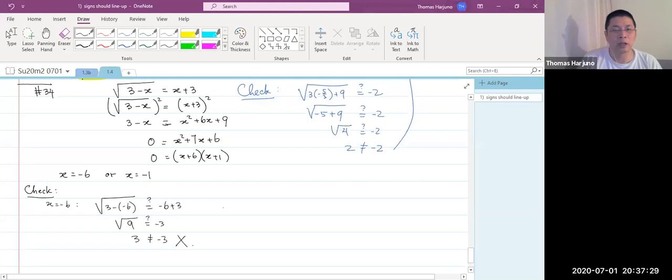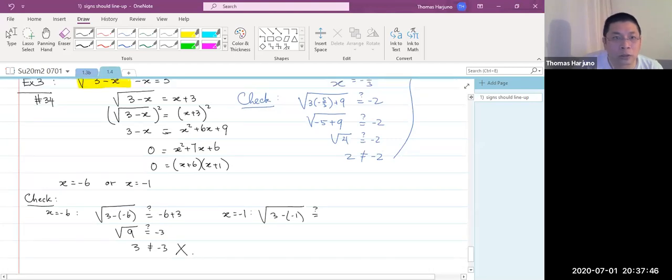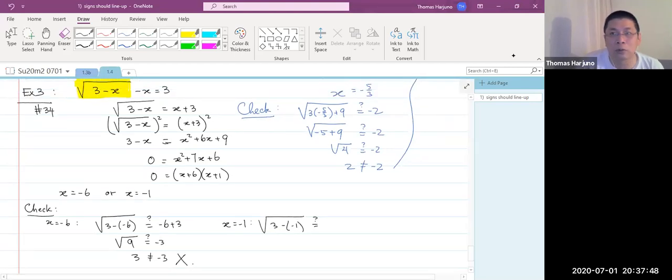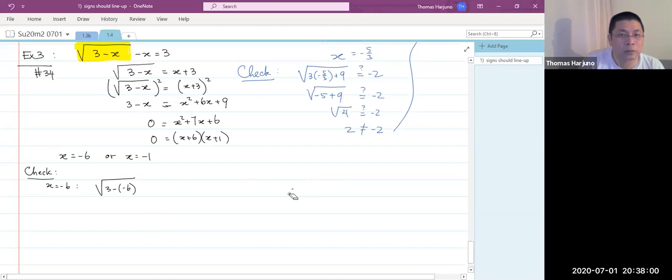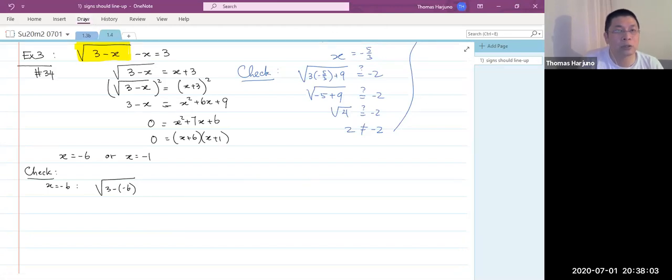Okay, now let's check x equals -1. Square root of 3 minus -1, is it equal to... I'm sorry, I'm supposed to check against the original question. My bad. My view earlier was abstract, so I'm supposed to check against that one. I need to cancel all of this. I need to check against the original question.